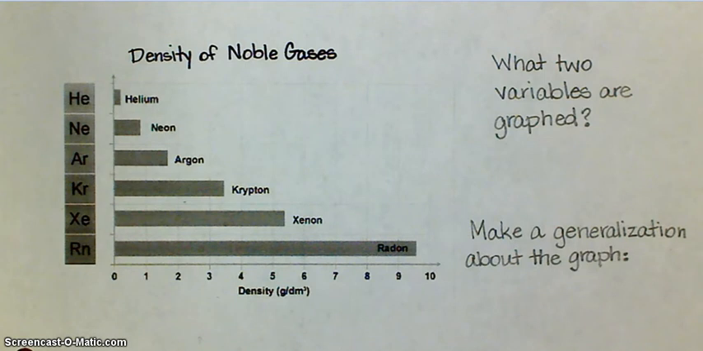So we're going to start with this top graph that says density of noble gases. What we are starting to look at are things known as periodic trends. Periodic trends are things that we can see that change in a predictable way as you either move down a column or group on the periodic table or as you move across a period or a horizontal row.